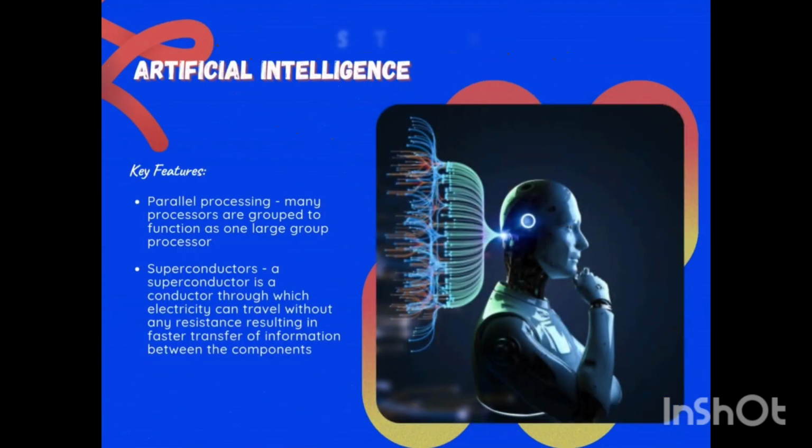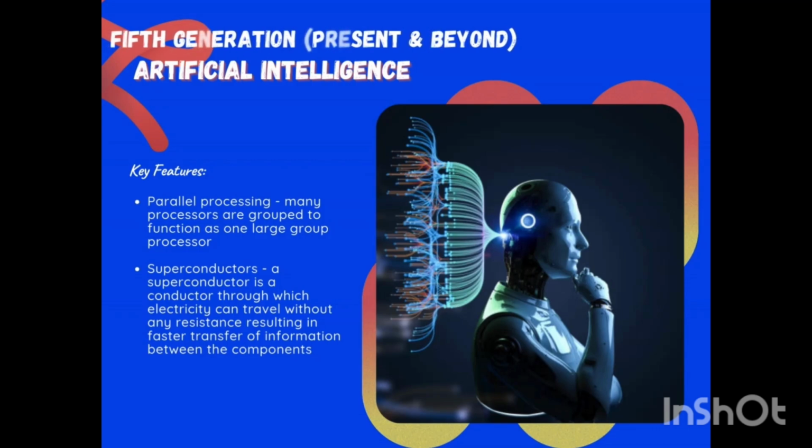Now, fifth generation computers means the generation present and beyond, means artificial intelligence. What are the key features? Parallel processing and superconductors. Parallel processing means many processors are grouped to function as one large processor. And a superconductor is a conductor through which electricity can travel without any resistance, resulting in faster transfer of information between the components.